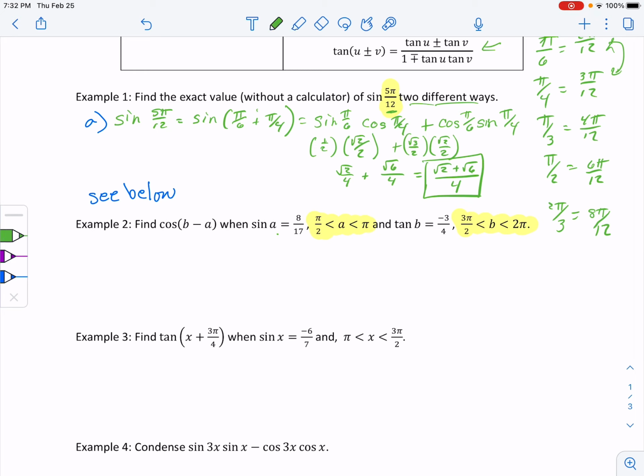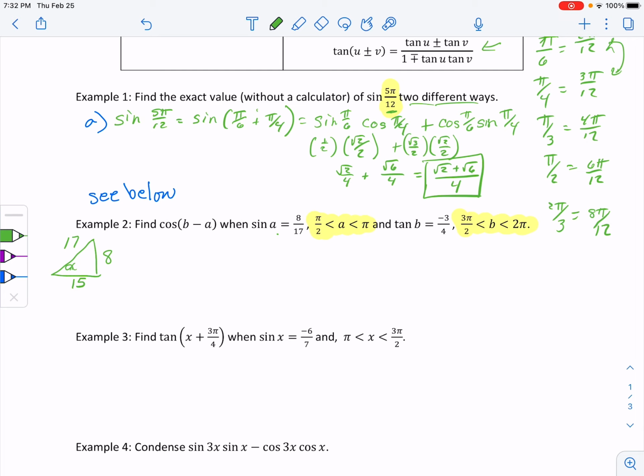So I'm going to draw my triangle for A, alpha, okay? And the sine is 8 over 17. So what's the other side of that triangle? It's one of those special ones, isn't it? Yeah, probably. Y'all are laughing at me because you already know. Is that 15? There we go.